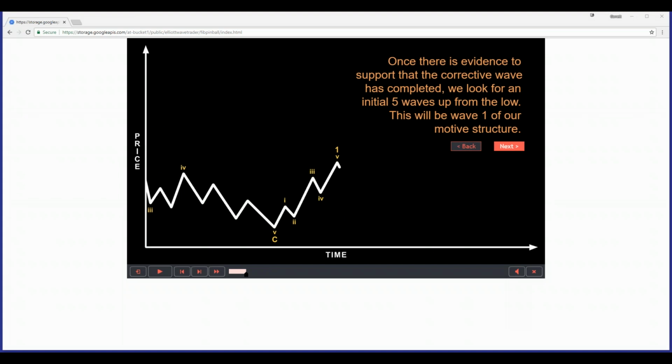For example, if we have a trend to the upside and price should be turning up at the start of the next motive wave to continue that trend at one higher degree, what we look for is an initial 5 waves up from the low, and this will be wave 1 of our motive structure. As you can see here, we have a bottom that we believe has completed a corrective ABC at one higher degree, and then 5 waves up off of that low as what should be wave 1 of our next 5-wave move to the upside.